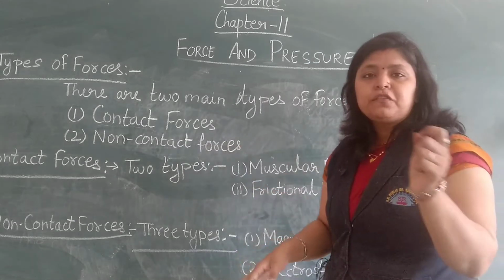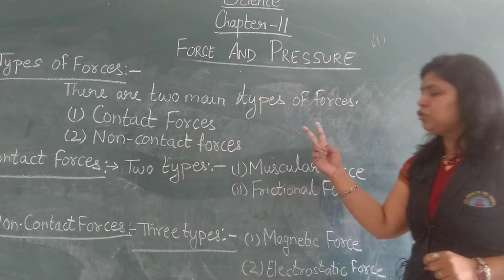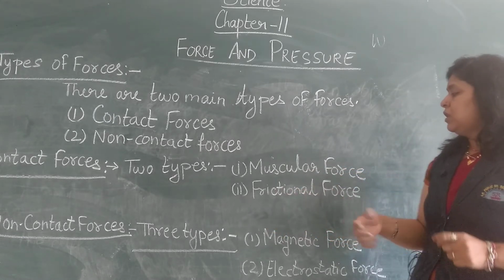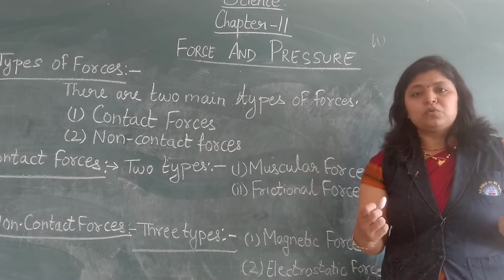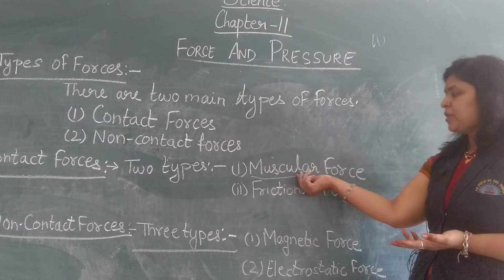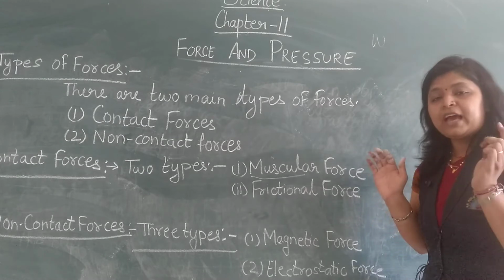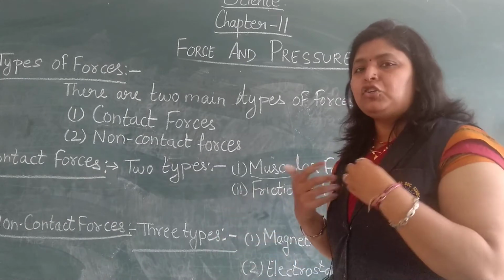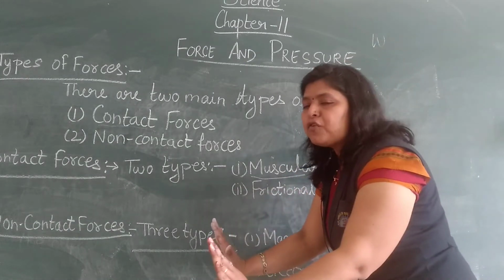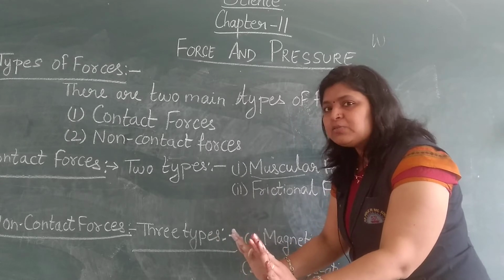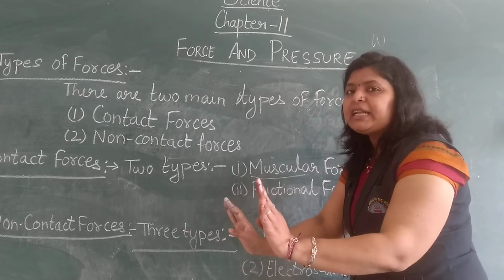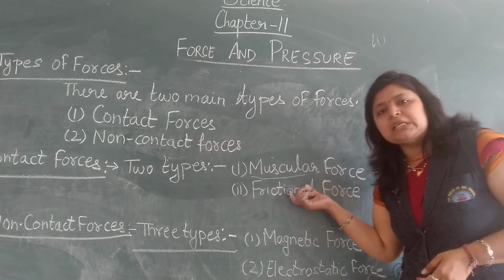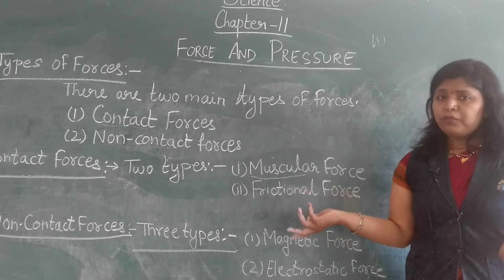Now, how many types of contact forces are there? Contact forces are of two types. The first one is muscular force and the second one is frictional force. What is muscular force? Which word is there in it? Muscles. It means we are applying force with the help of muscles. For example, there is a table and I want to move it, so I am giving my force by my muscles. I am pushing the table by my muscular force. The force applied by our muscles is called muscular force.